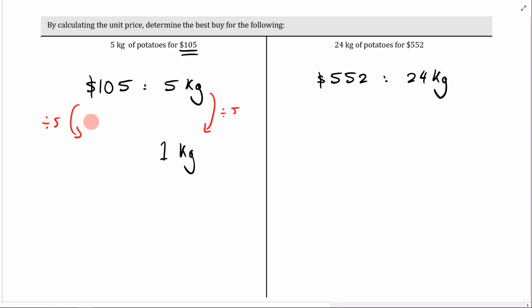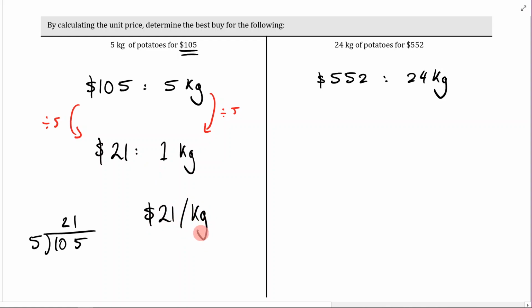We could do a bit of division here just to practice. We've got 5, 1, that. How many times does 5 go into 1? Well, it doesn't. So then you consider how many times does 5 go into 10? That goes in twice. Then how many times does 5 go into 5? That goes in once. So it's going to be $21. So this is $21 for a kilo of potatoes.